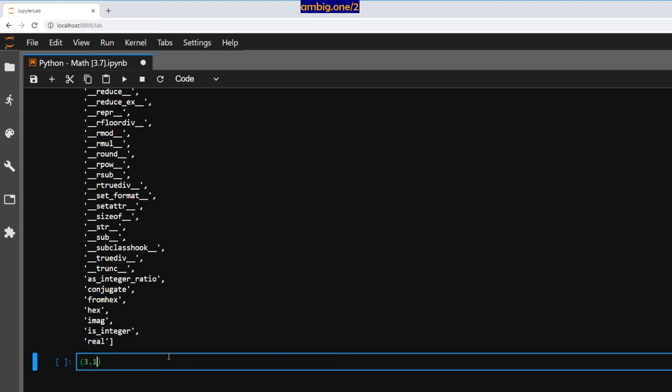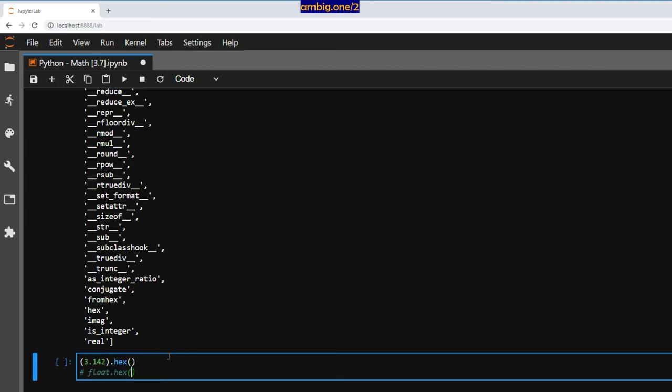Just as a bonus, I'm not bored yet, so let's do another one. 3.142.hex. You want to convert some stuff to hexadecimal, right? So float.hex provides the hexadecimal value of a given float. Here you go. If you want to explore more, then you have all these other things. But I would usually reserve exploring unless and until there is a need to know, especially when you are starting off with Python. Explore only those things which are on a need to know basis.